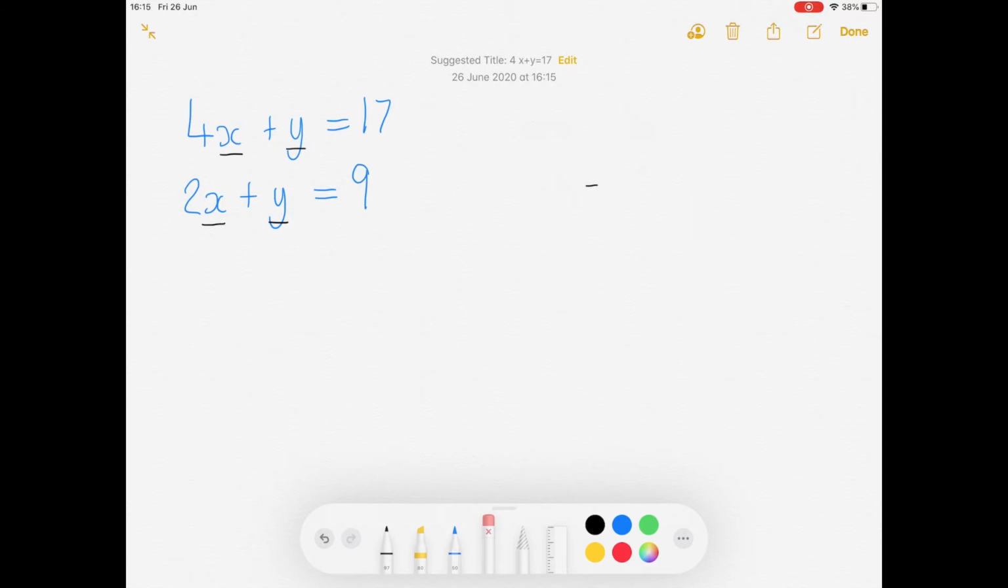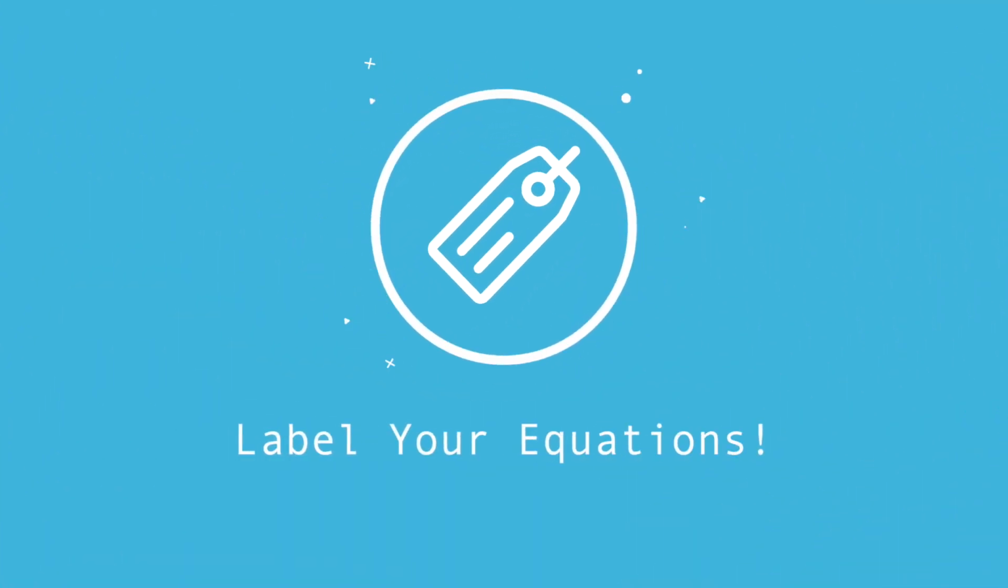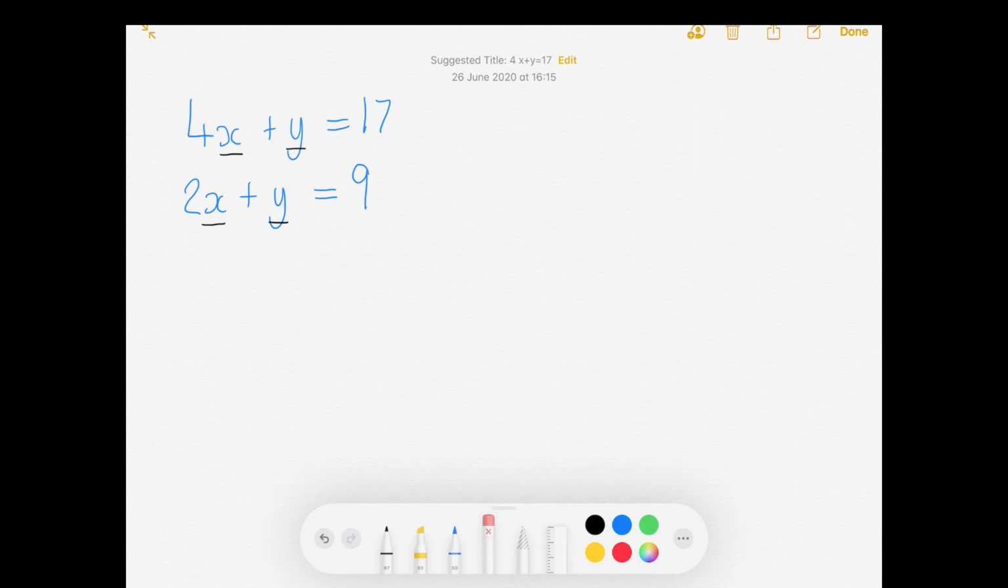Now looking at our simultaneous equations, it's a little bit different. We've got x's and y's, so we need to find a way to solve them at the same time. Let me guide you through this step by step. The first step is always to label your equations. I'm going to call the first equation number 1 and the second equation number 2.